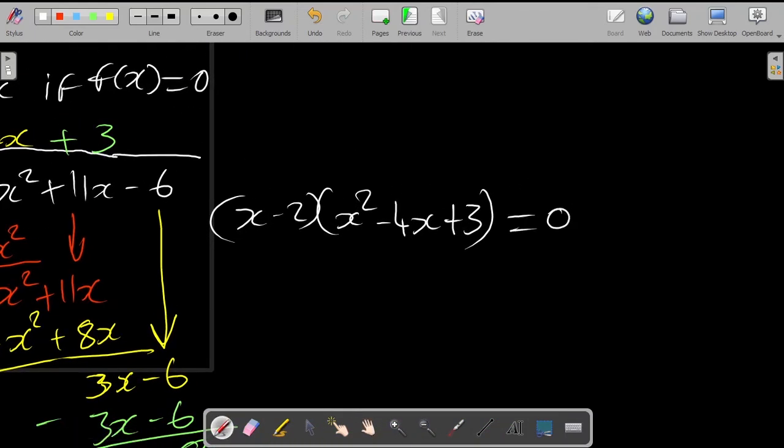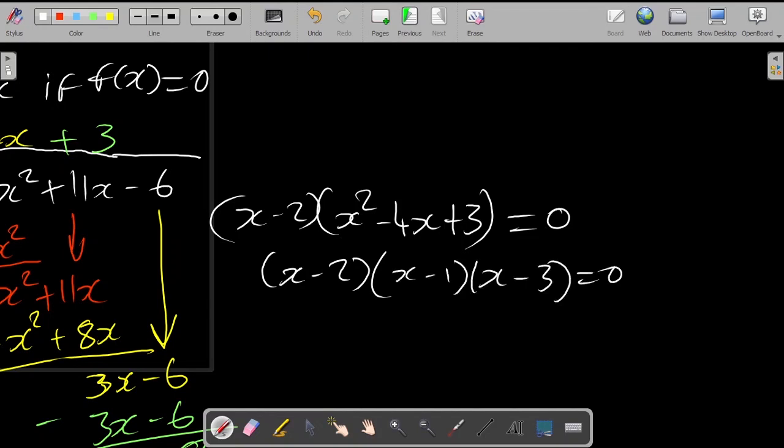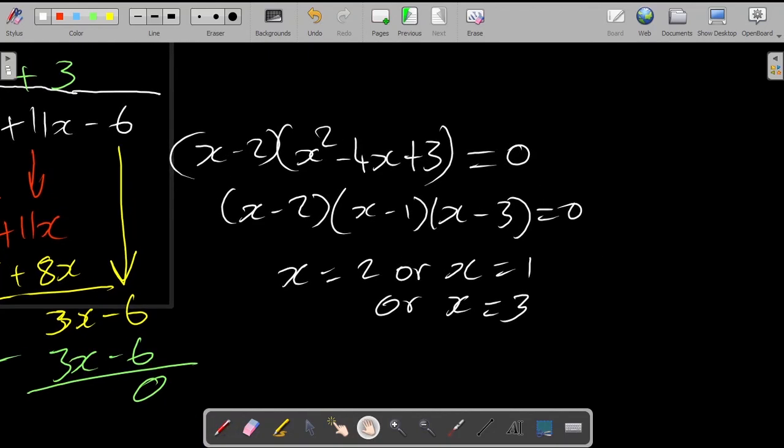And now you equate them to 0, because that is what the question was asking for. The question gave you one of the factors, and all that you have to do is find these other 2 factors. This is a second order polynomial, so you expect to get 2 more factors from there. And you do that just by factorizing. If you factorize to find the other 2 factors, you should get something like this. And these are your 2 factors, and you'd have x equals 2, or x equals 1, or x equals 3. And that is how you answer that question.